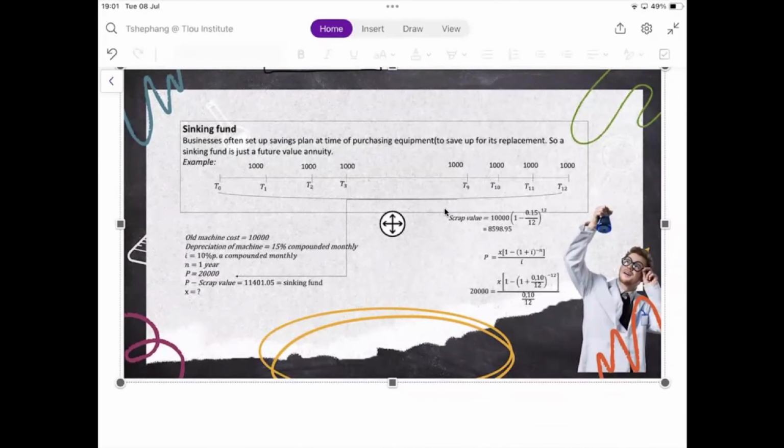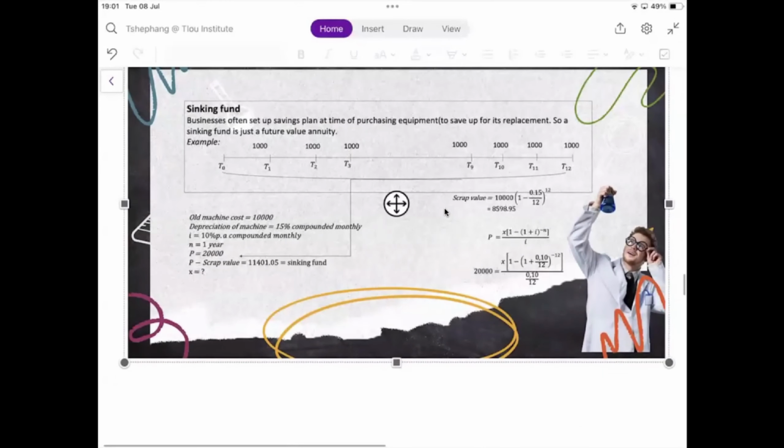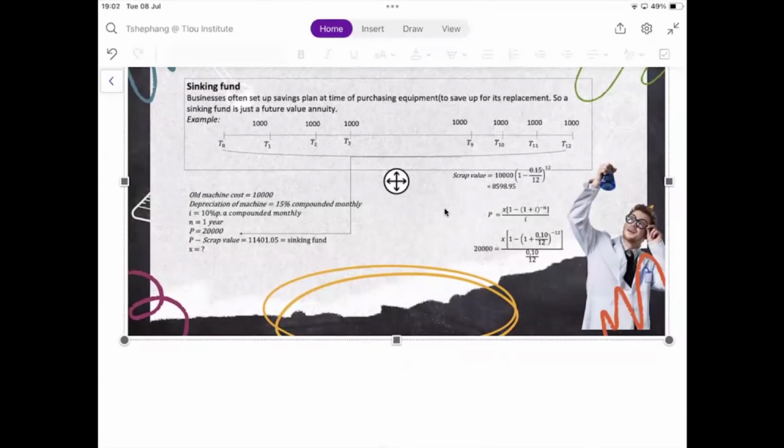Okay, so businesses often set up a savings plan at the time of purchasing equipment to save up for its replacement. So a sinking fund is just a future value annuity. Because we are saving money, the lump sum is going to exist at a later stage, right? Now, let's say our business owns a bus that transports school children to school. We bought the bus, but remember that the more it's used, the more it depreciates.